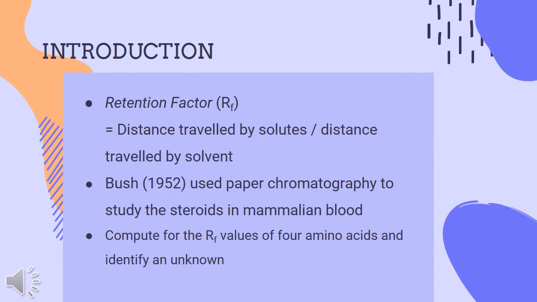In 1952, Bush used paper chromatography using alumina paper to identify the different steroids found in mammalian blood and tissues. His data helped fellow scientists understand how steroid secretion is affected by the presence of hormones and neurotransmitters. For this experiment, however, the goal is just to compute for the RF values of the amino acids and identify an unknown acid using the different values we computed.